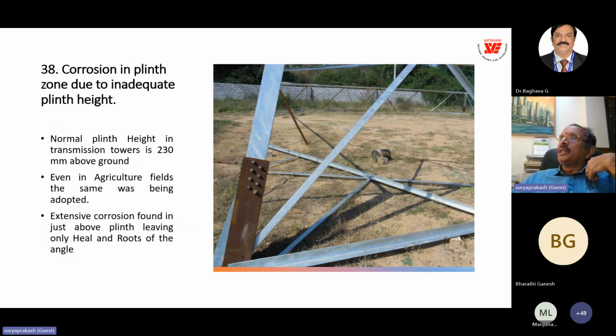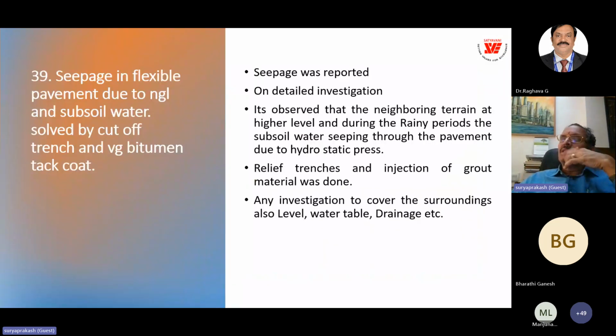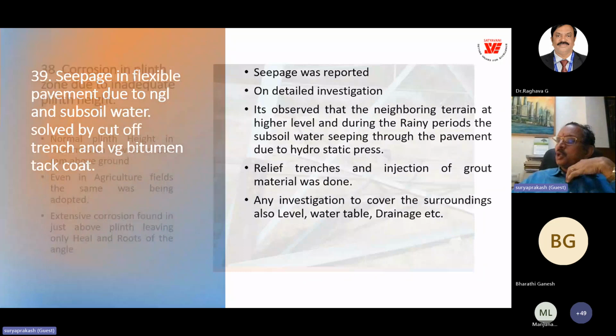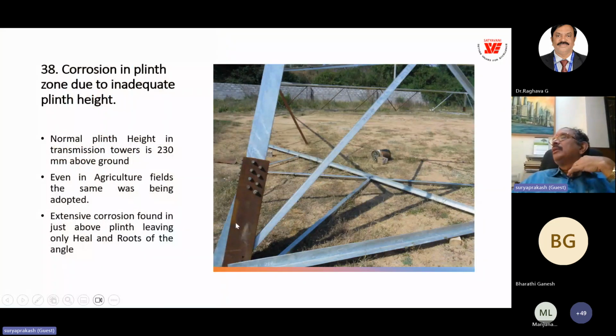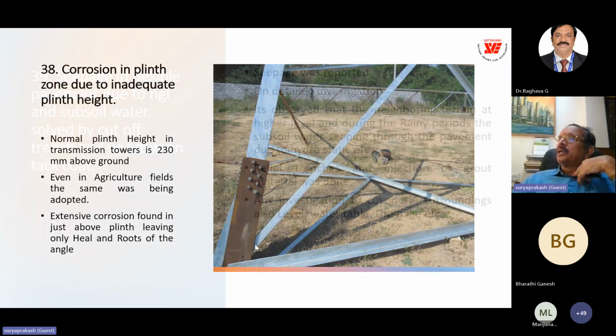Next is the corrosion in the plinth. You can see the corrosion happens in the towers in the plinth level due to water level, waterlogging, and this was also solved, restored, by increasing the plinth level from 300 mm to 500 mm. We embedded the steel in concrete.